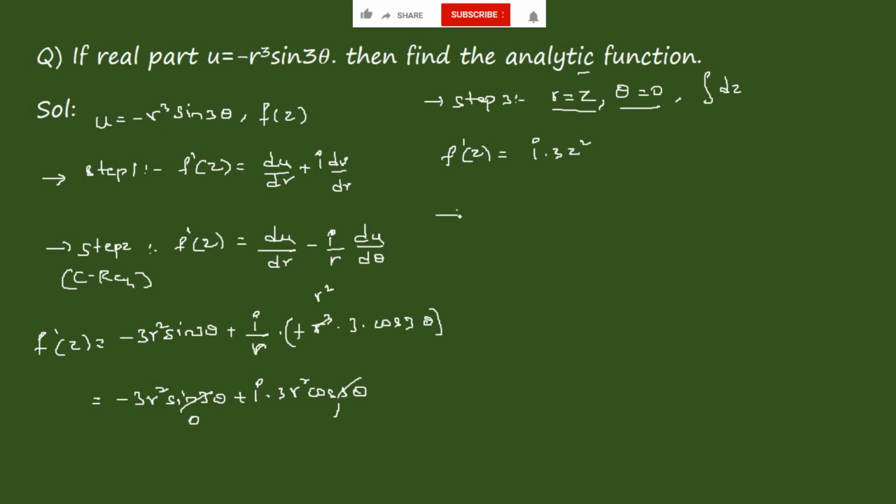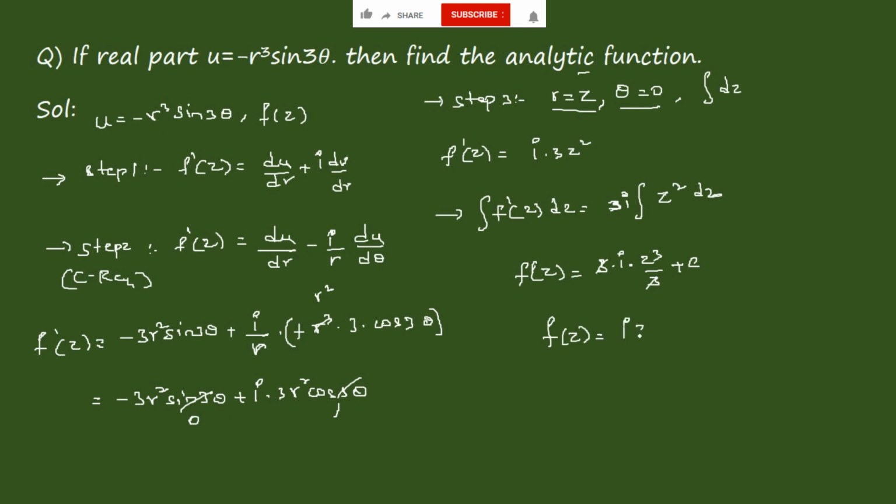So first we'll be integrating it. So it becomes the integral of f dash of z dz is equal to 3i times the integral of z square dz. Then you get f of z is equal to 3 into i into z cube by 3 plus c, the constant value. So 3 gets cancelled. So we get f of z, the analytic function, is equal to i z cube plus c as the answer.